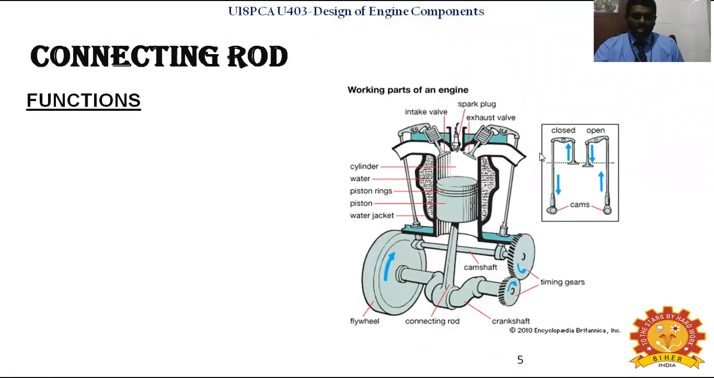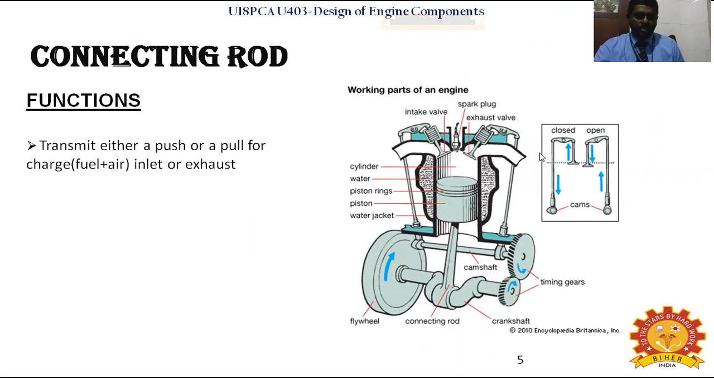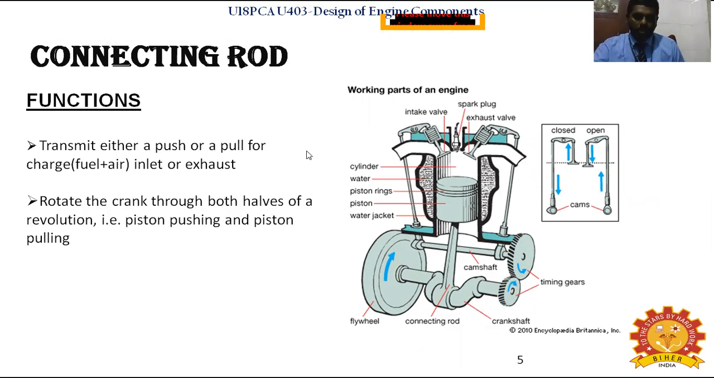So your functions, as already we mentioned, are the functions. It is going to transmit either a push or pull for the charge inlet or exhaust. So for the inlet valve and exhaust valve, it is going to make pulling and pushing on a piston. That is what converts the reciprocating motion to rotary motion. Then by means of this rotary motion, timing gears are arranged so that you can open the inlet valve and exhaust valve. That is what pushes or pulls the inlet and exhaust. By means of this connecting rod only you are getting it.